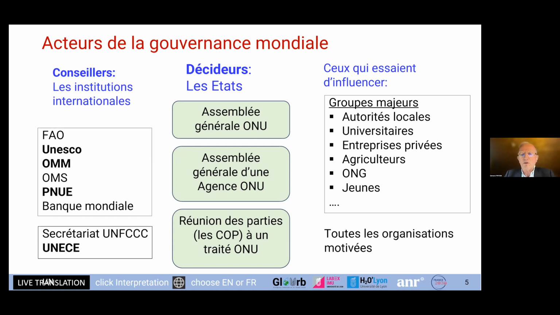But there are other international treaties that are linked to the water resource. There are conferences of parties on these different treaties. So there are different ways in which states can express themselves. To take decisions, they get advice from international institutions. So there are specialized UN agencies, for example. There's a small list of these on the left-hand side with the FAO, UNESCO, etc., etc.